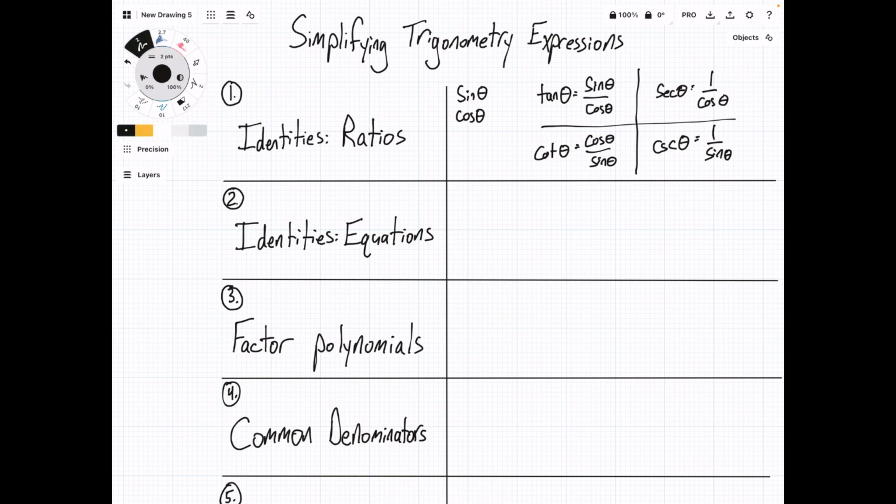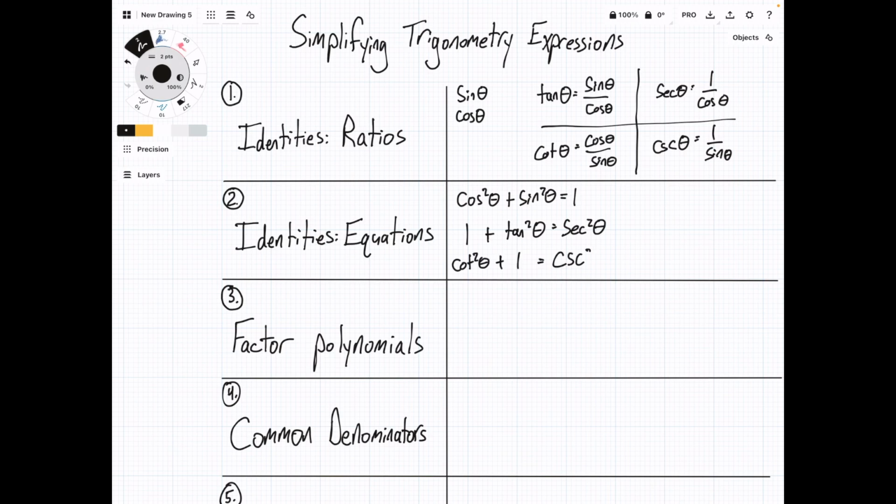The second tip is to use the trig identities, and specifically the equations. In my head, I think about these as the equations because they have a plus or minus in them. The first one is cosine squared theta plus sine squared theta equals 1. To me this looks more like an equation than these, but technically they're both equations. Dividing each element by cosine squared or sine squared helps us get the other identities. So we can get 1 plus tan squared theta equals secant squared theta, and then cotan squared theta plus 1 equals cosecant squared theta.